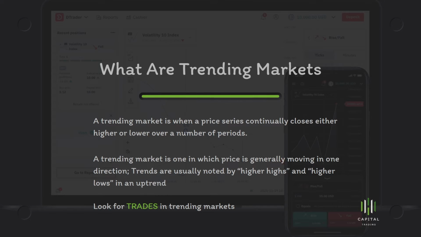This information was harvested from Investopedia and Babypips. So the trend is your friend. That's our daily bread here in capital trading, and we look for trades in trending markets because low risk trades are trades that flow with the trend, right? So that's how we would put it. Now let's dive into the technical aspect of trending markets.